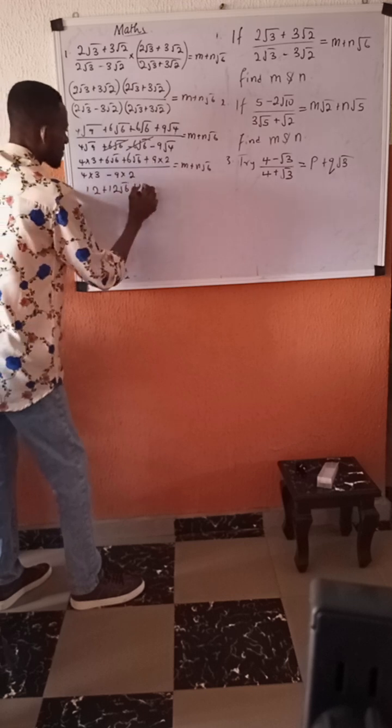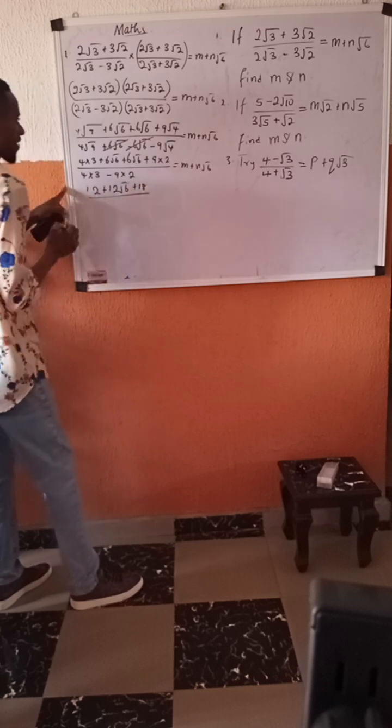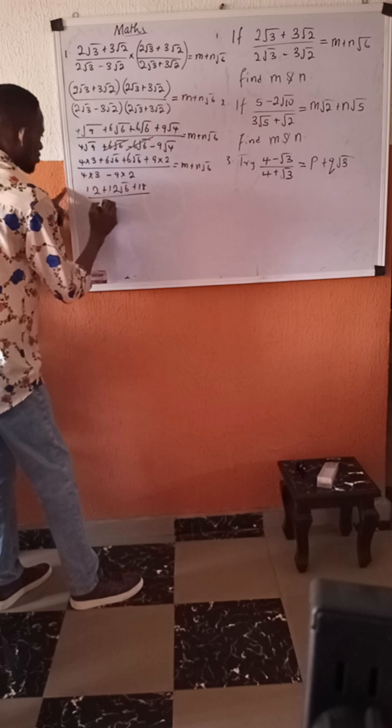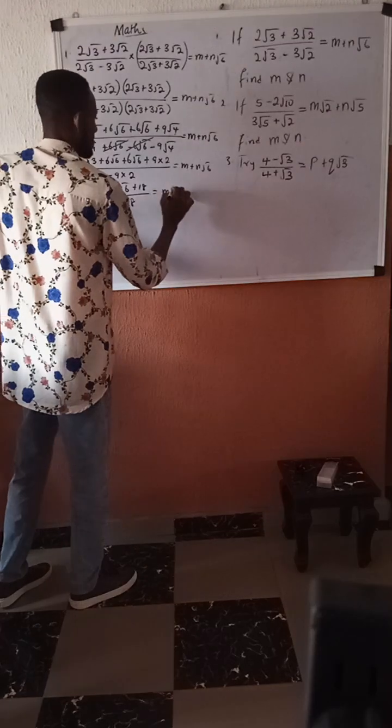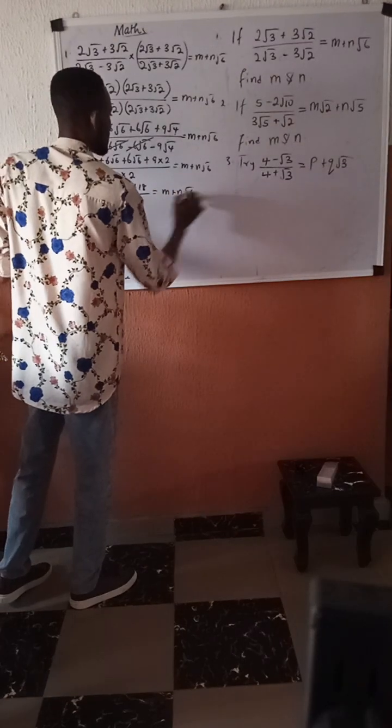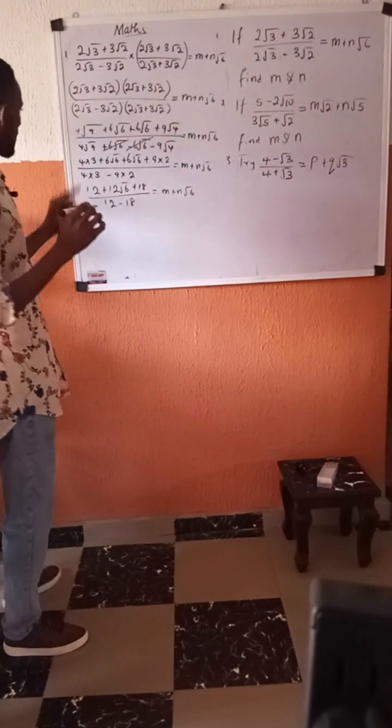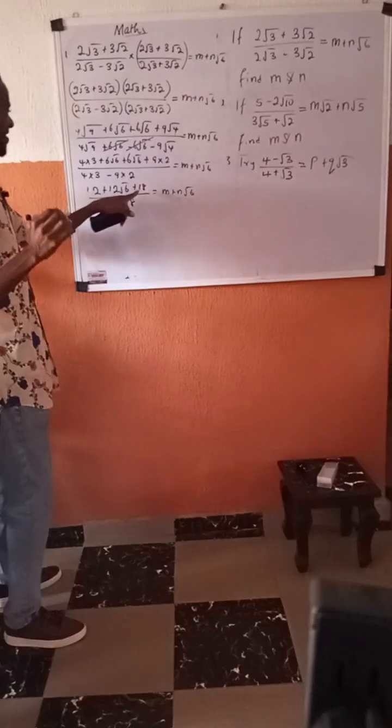So we have 12 root 6 plus 9 times 2, which is what? 18, all over. 4 times 2 is what? 12 minus 9 times 2, 18. This equals m plus n root 6. Of course, this is 12 here and this is 18 here.